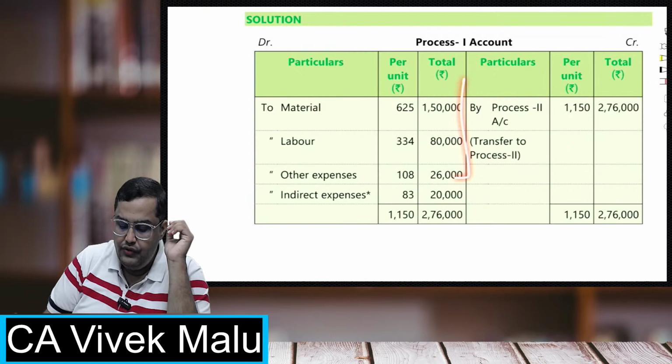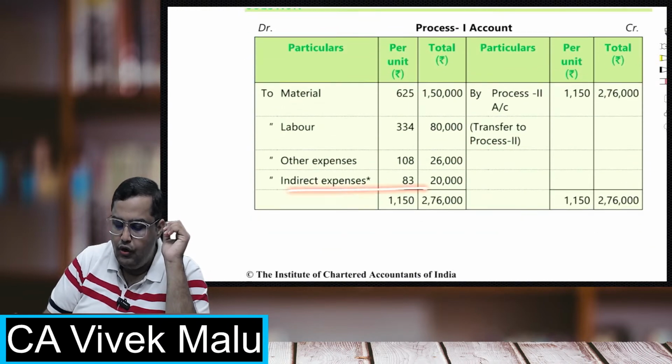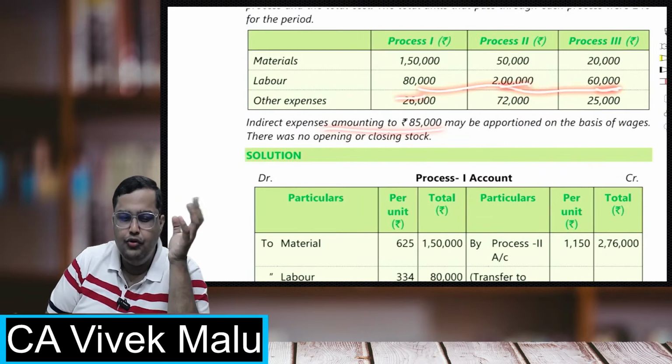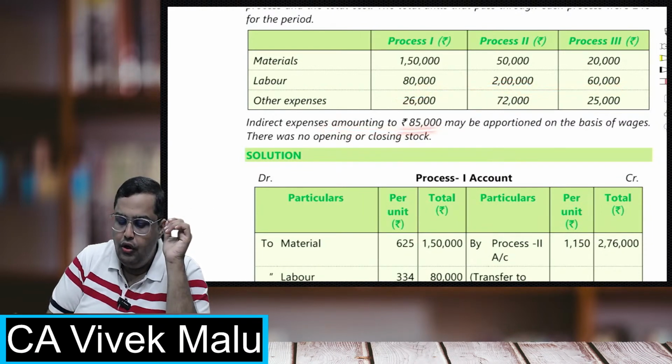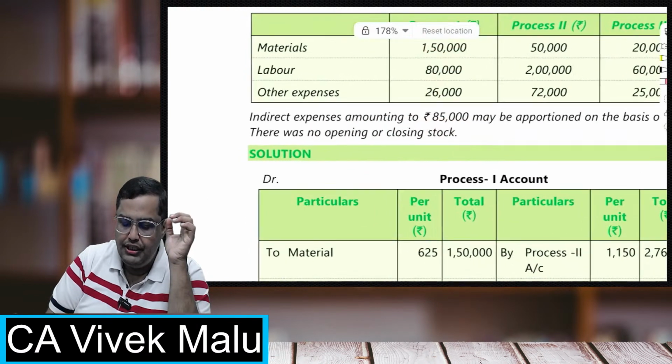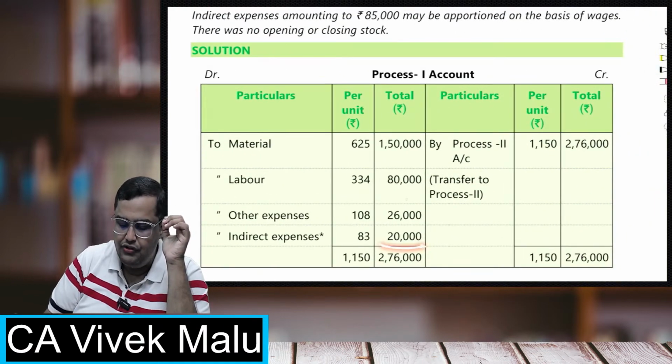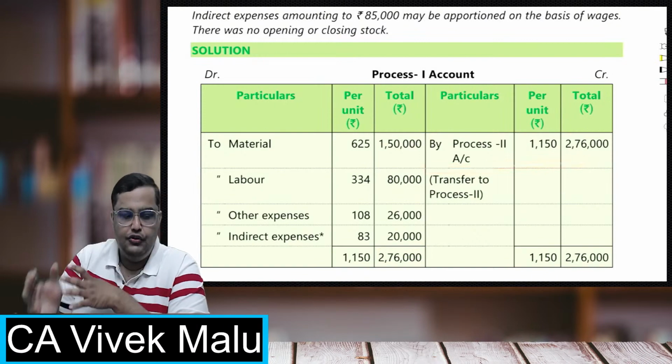So with this total we have taken, and the indirect expenses, what are there? They are actually apportioned on the basis of wages. So 80, 2 lakh 60, total is going to be 3 lakh 40,000. Out of 3 lakh 40,000, 80,000 is over here. So we'll make it proportionate, and then we'll get the indirect expenses 20,000. This is a very simple thing, nothing much in that. And then this output will be transferred to process 2.